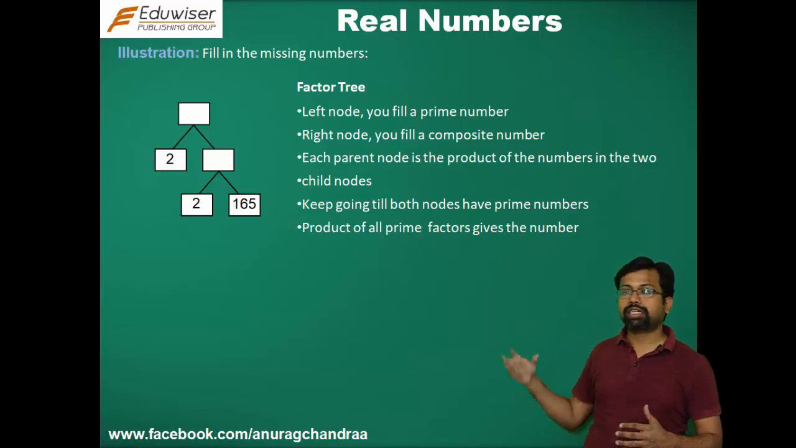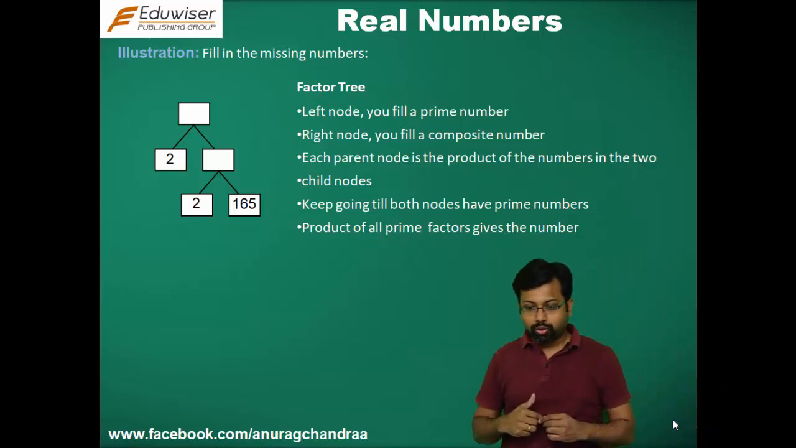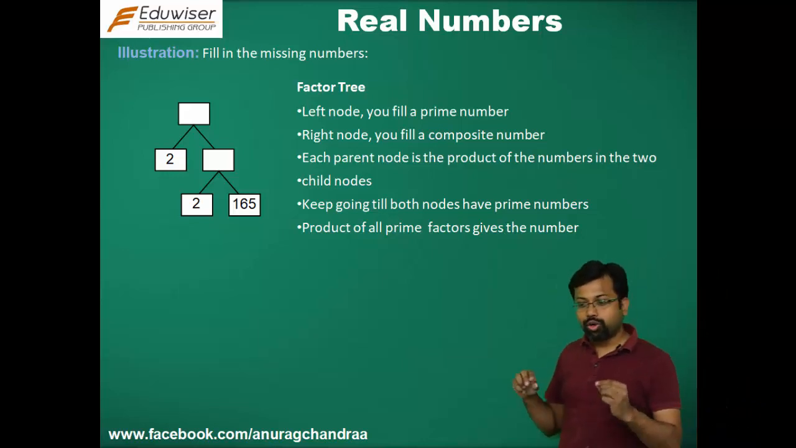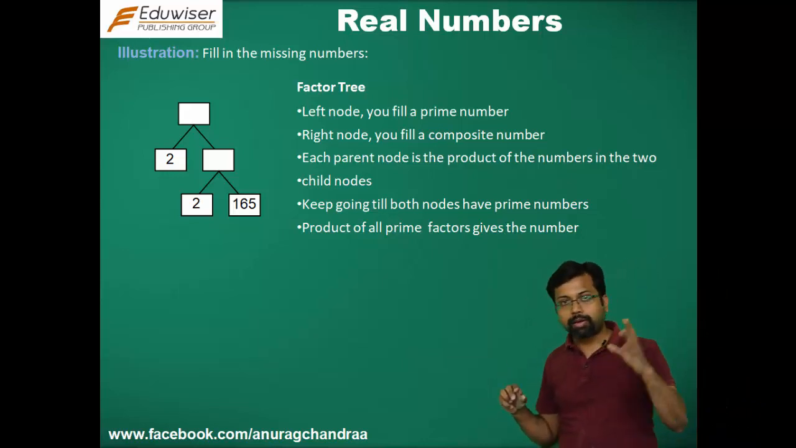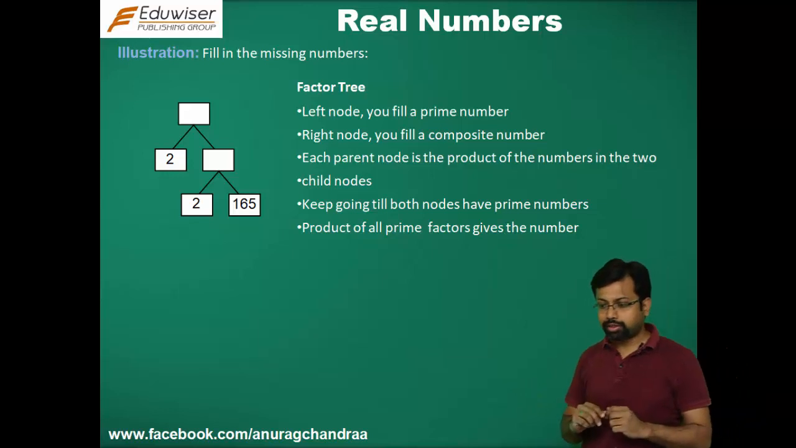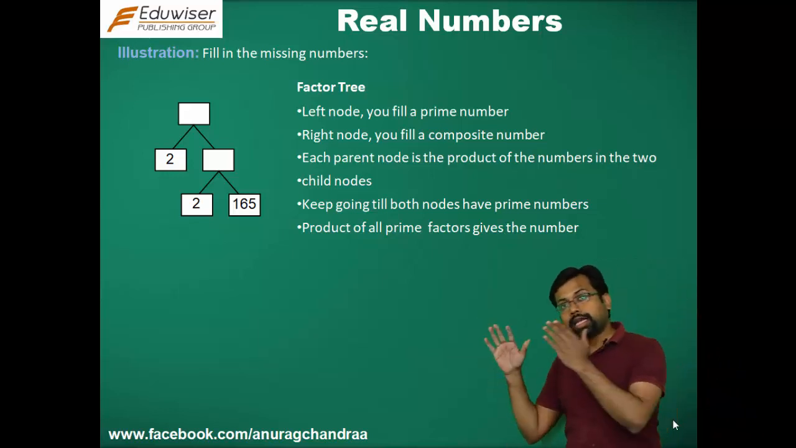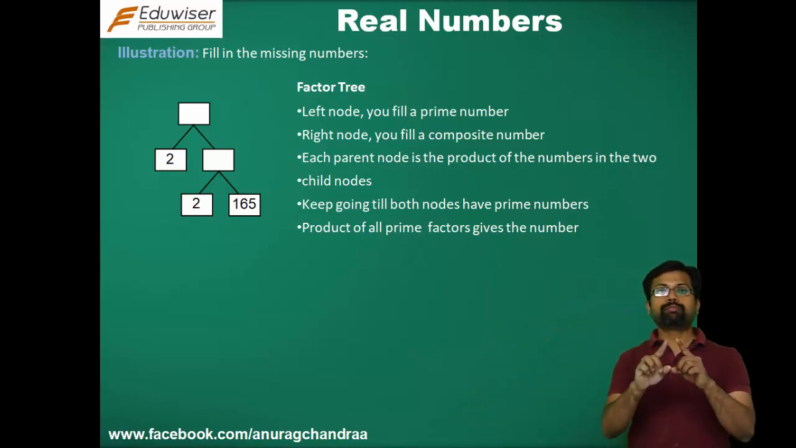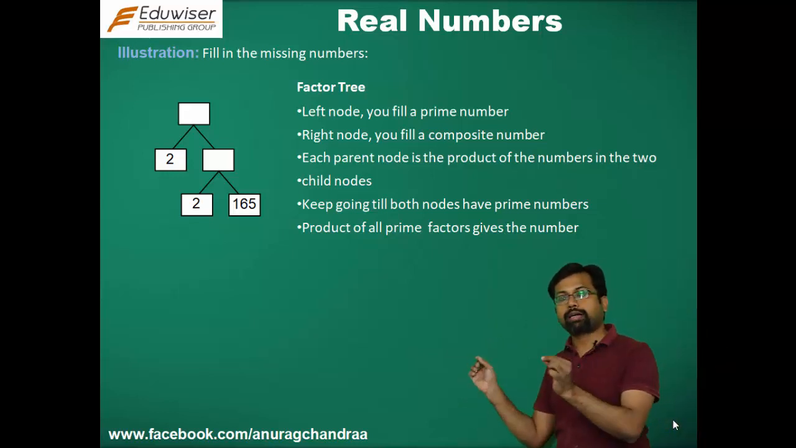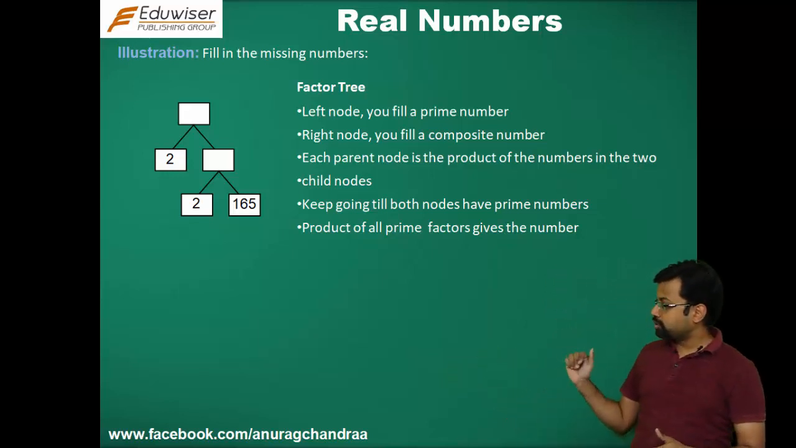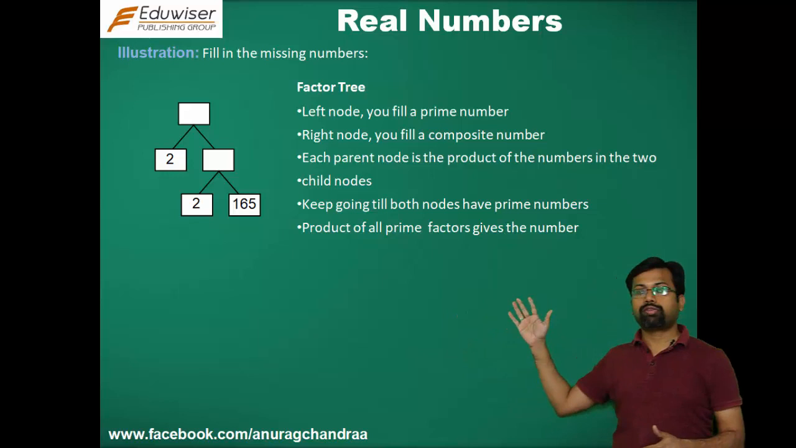We have to find the missing numbers in this factor tree. So what do we have? In the factor tree, as it says, the left node will be a prime number. It always has to be a prime number. The right node, you keep on filling a composite number. At the last step, the factor tree is going to stop at a point where both the nodes become prime.